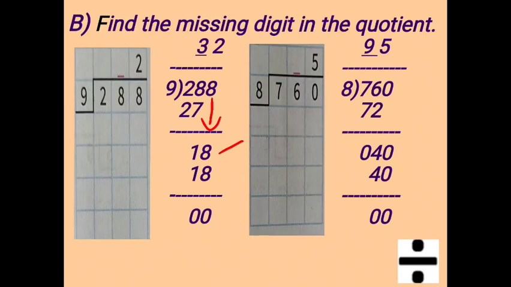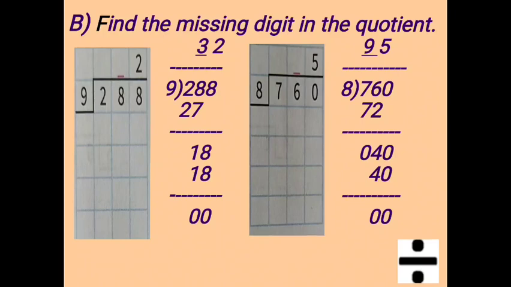Then you have to see 9 2s is 18. This number they have given you already. So it will be 9 2s are 18. Then you are going to do subtraction. Then you will get the remainder as 0 and your quotient is 32. The missing digit is 3, but your quotient, that is the result, is 32. Now the next one.